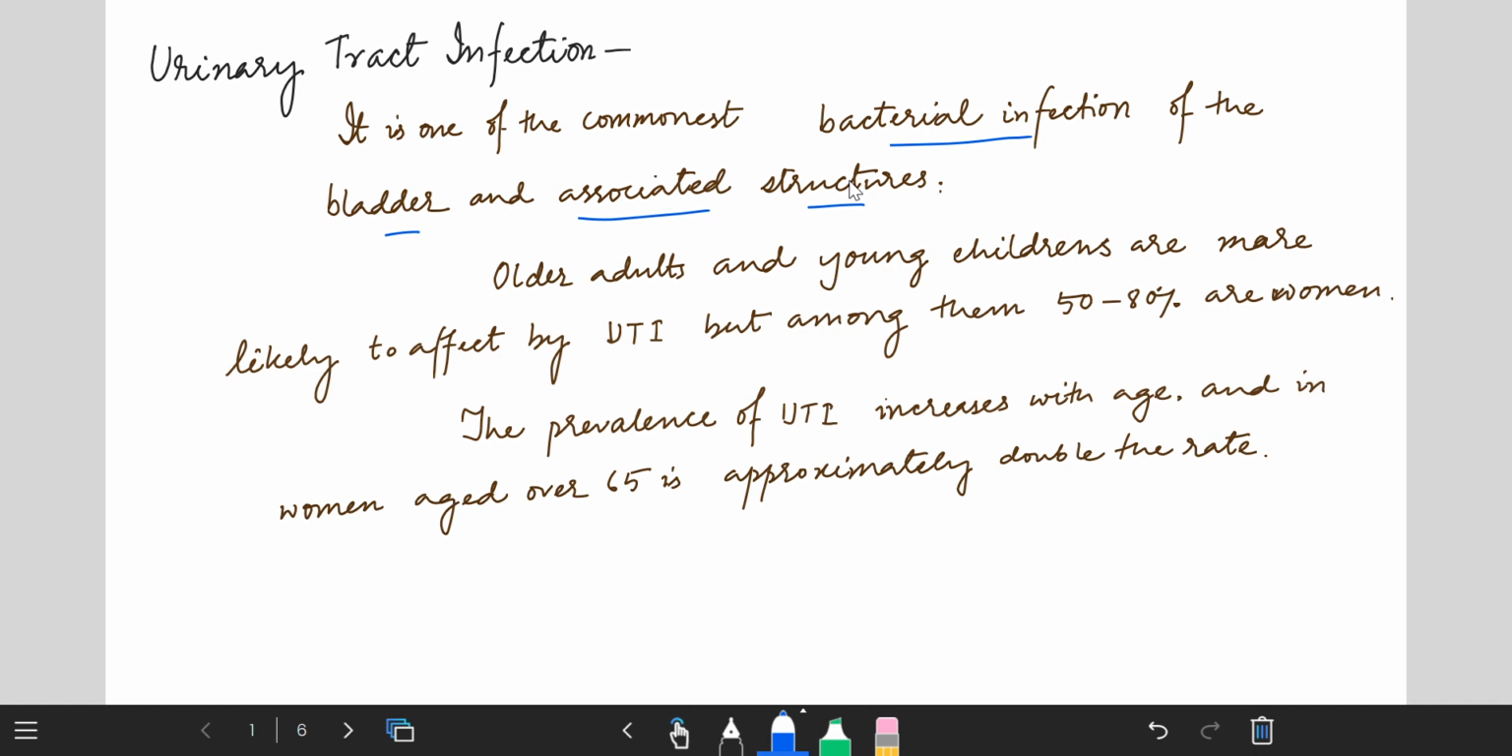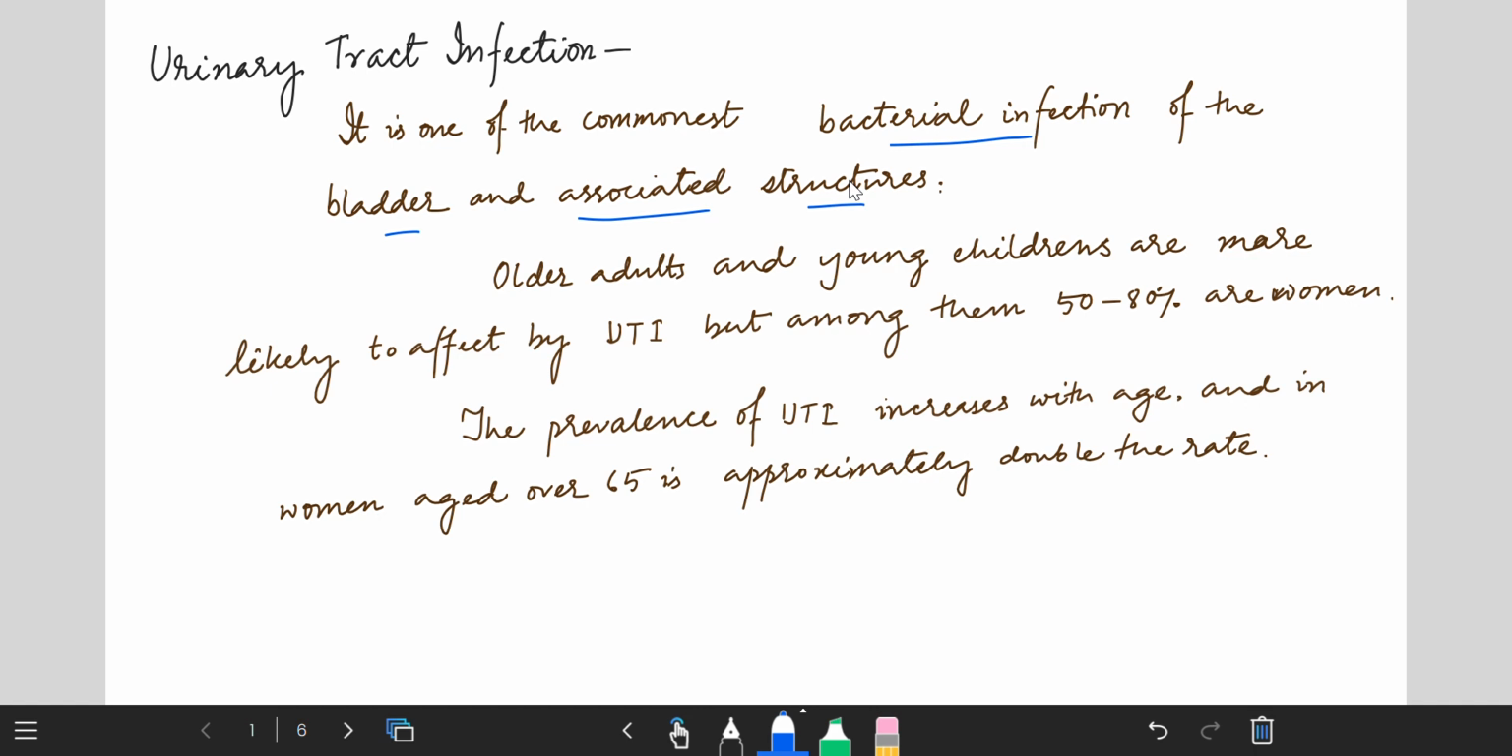Okay. Now which kind of bacteria can cause the urinary tract infection? These are mainly Escherichia coli, Klebsiella species, Candida species, Mycoplasma, Chlamydia. This kind of species can cause urinary tract infection.